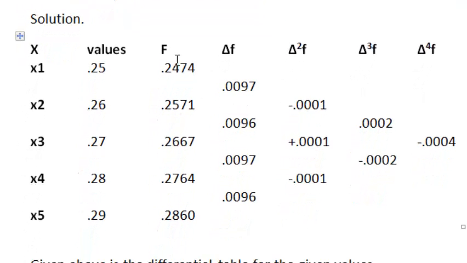To make this, we just simply need to subtract the upper value from the lower value to get the next value. The first set of values we get is delta f, and similarly then delta square f, then delta cube f, and so on.